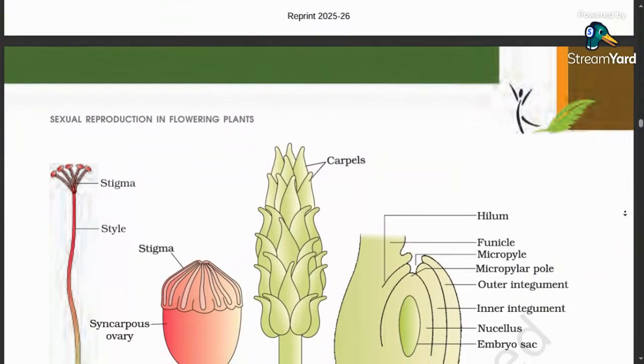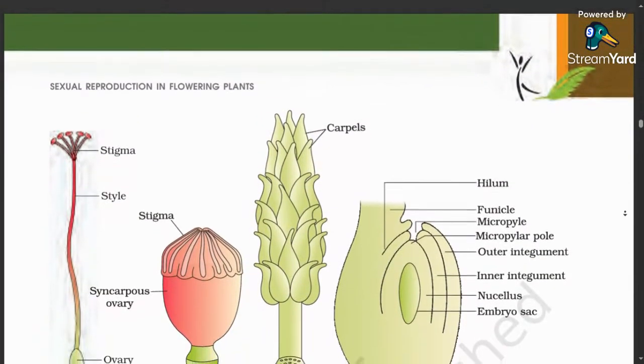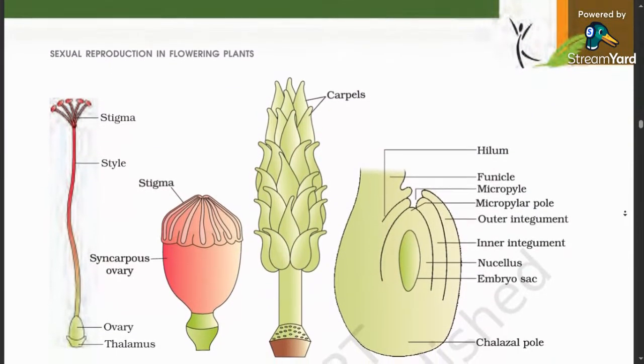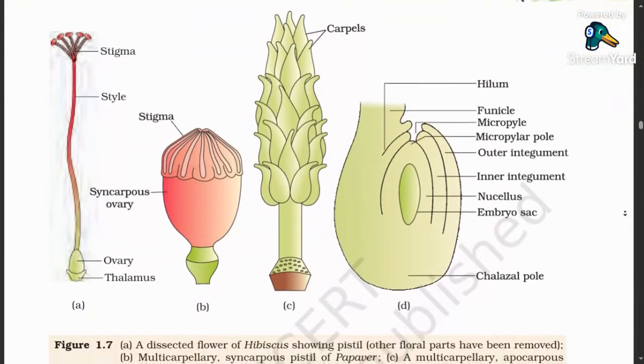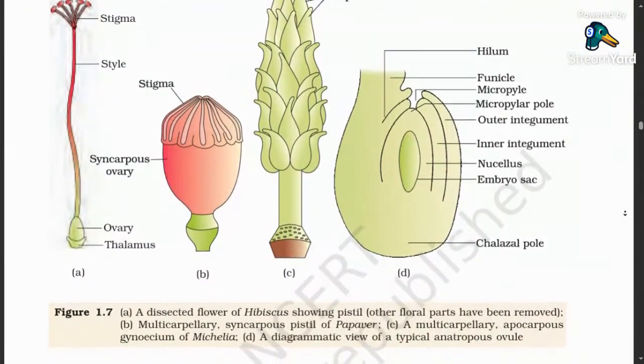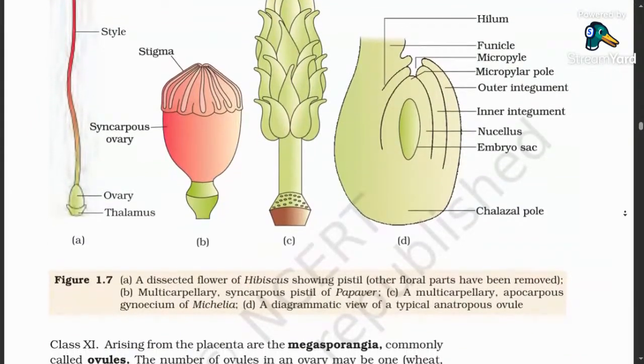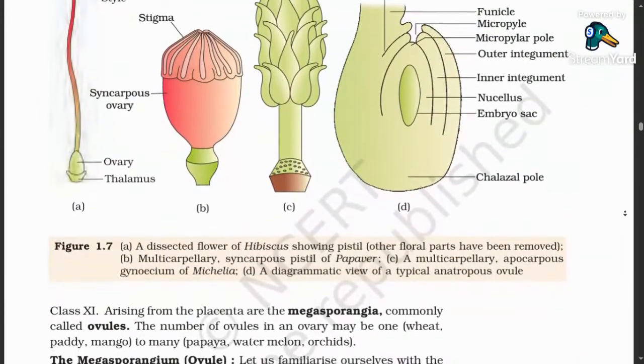The number of ovules in an ovary may be one, as in wheat, paddy, and mango, or many, as in papaya, watermelon, and orchids. The megasporangium is the ovule. Let us familiarize ourselves with the structure of a typical angiosperm ovule.